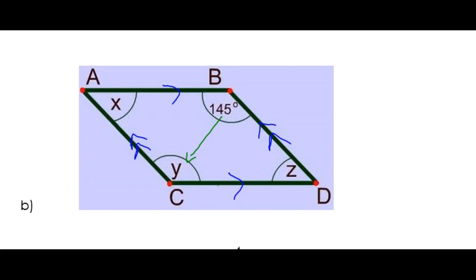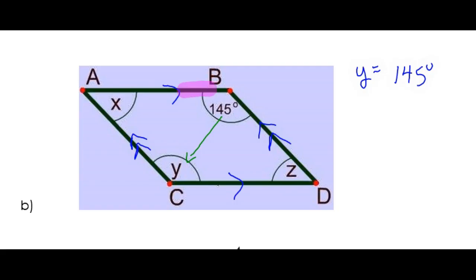I keep saying trapezoid. It's a parallelogram. My bad. So in this parallelogram, the opposite angles have to be equal to each other. So that automatically tells me that this little y here, the measure of angle y, is also 145 degrees. So what else can I do?